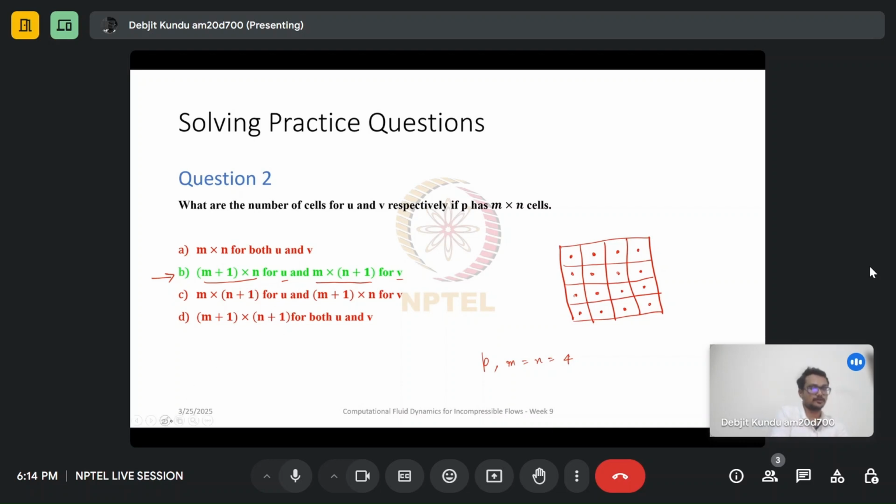Now let's try to draw u. I'll change the color of my pen. Let's take green, for example. So u would be on the vertical faces. So 3 interior into 4. And there will be one each at the boundary as well. So at the boundary, there will be 3 here, and in the bottom boundary also, there will be 3 over here.